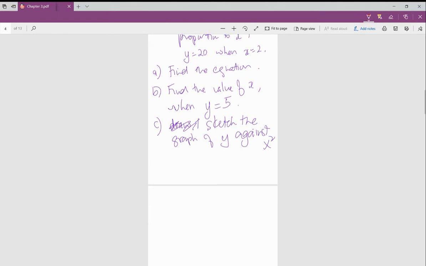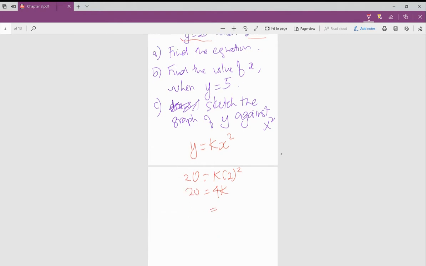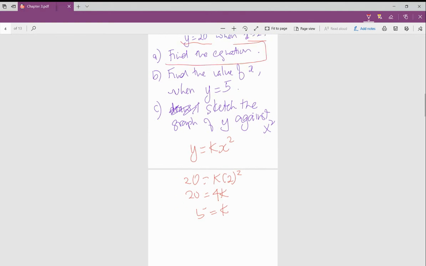Okay, I'm giving you the answer. For this first case, y is directly proportional to x squared. So I write y equals kx squared. And I know y equals 20 when x is 2. So 20 equals k times 2 squared. So 4k equals 20, and I will get k equals 5. The first part says find the equation. So the equation is y equals 5x squared.